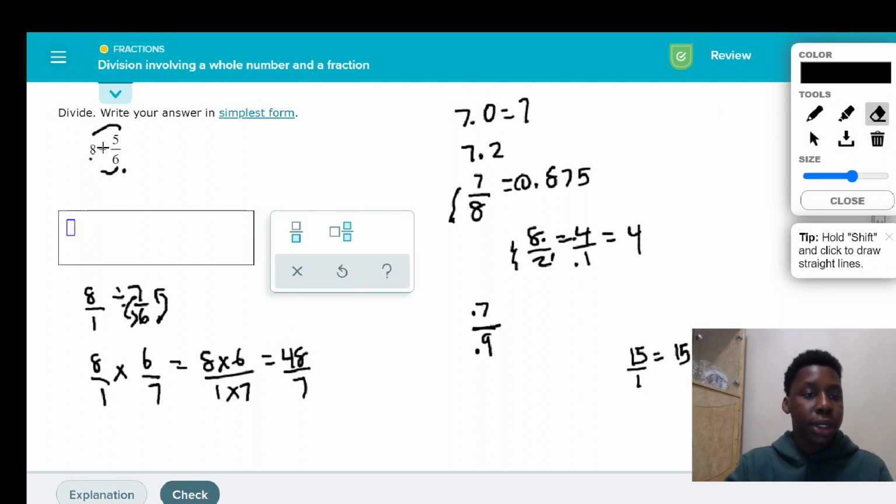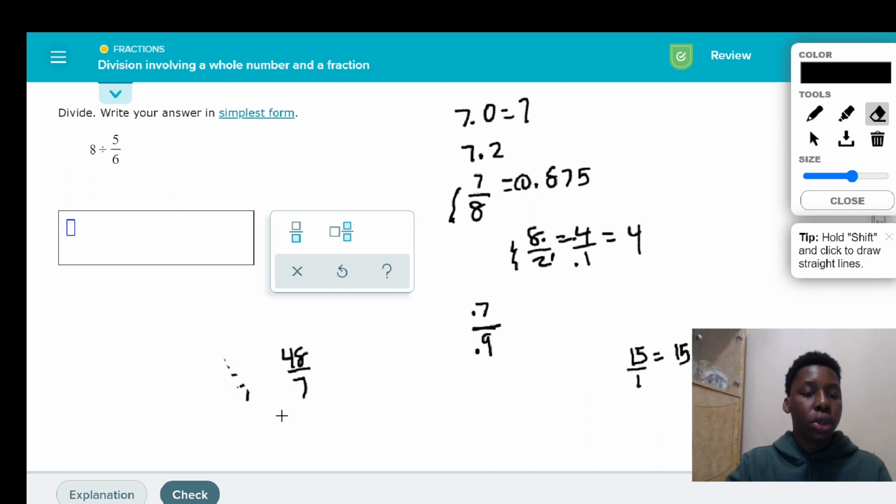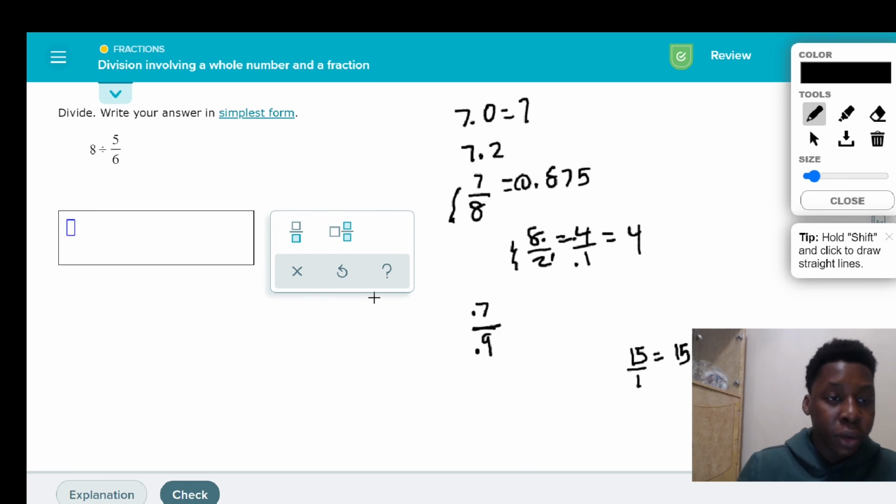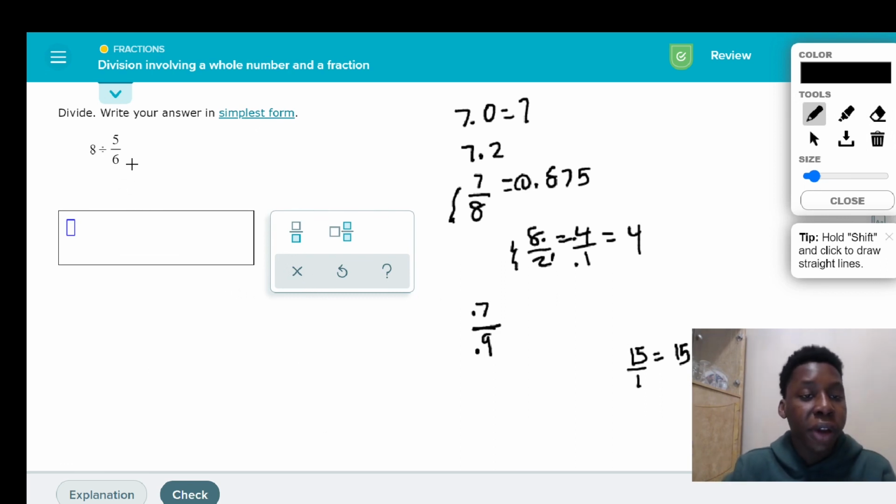Okay, so this is the same thing that we worked on in the previous example. It's telling us to also divide and write our answer in its simplest form. So we're asked to divide 8 by 5 over 6. The first thing is we know we're working with division, so we have to find the reciprocal. We find the reciprocal of the number behind the division sign, which is 5 over 6. To find the reciprocal, we take whatever's at the bottom and put it at the top, and take whatever's at the top and put it at the bottom.